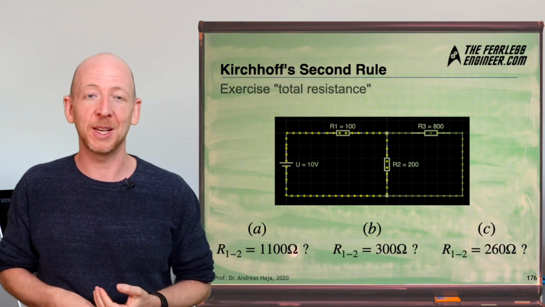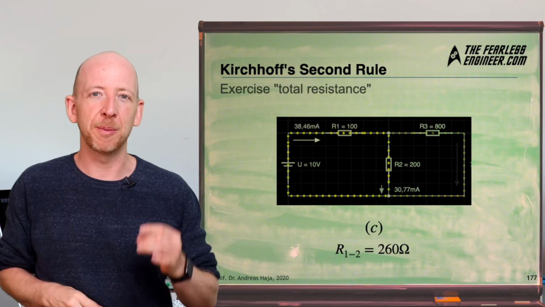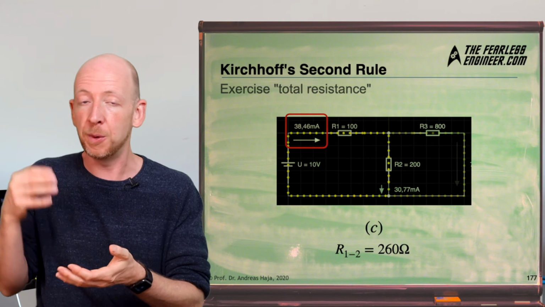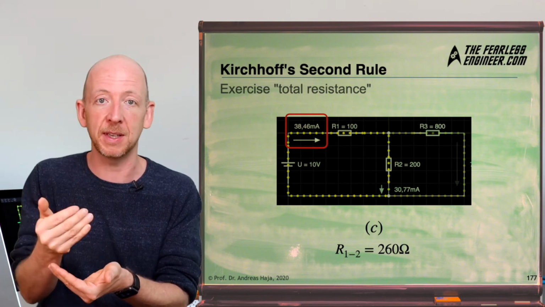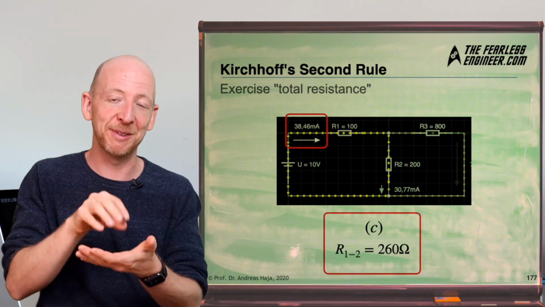If so, let's take a look at the circuit again, this time with the total current and the branch currents. And from the total current and the source voltage, we can calculate the total resistance of the circuit, which amounts to R total equals 10 volts divided by 38.46 milliamps, which is equal to 260 ohms. So well done if this is your solution.